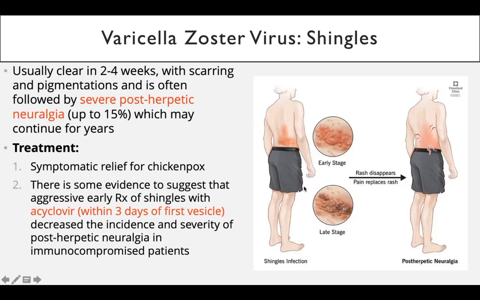So the first vesicle appeared, you see, okay, this guy did not have chickenpox as a child. Maybe it can be varicella zoster. You go for diagnosis, scraping, PCR, and then you find the virus is varicella zoster, you give acyclovir within the 3 days of first vesicle, and then if he or she is the future patient of severe postherpetic neuralgia, you have saved him or her successfully. Good job.